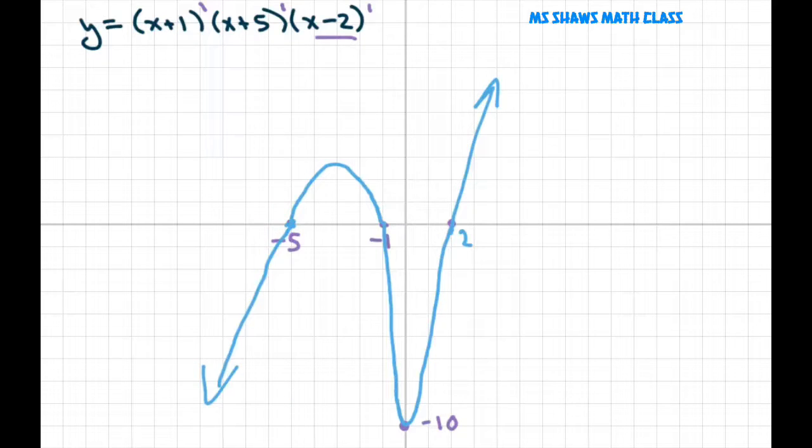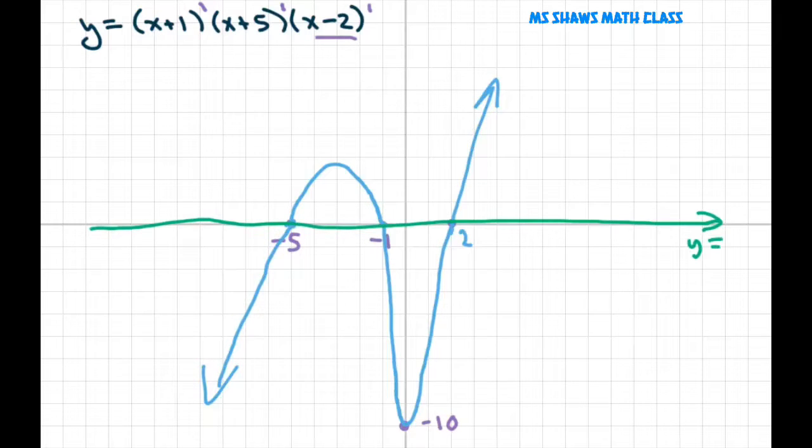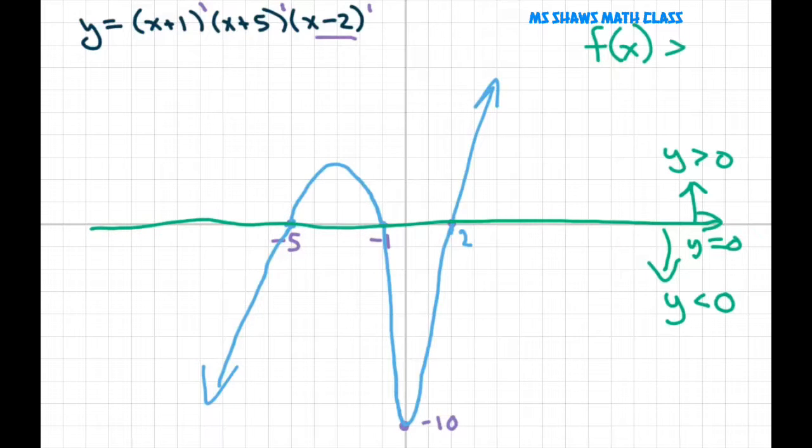And the last thing we need to do is talk about our f of x. So this is y equals 0. And above this line, y is greater than 0. And below the line, y is less than 0. So that's y is just your f of x. So we want to know where f of x is greater than 0 and where f of x is less than 0, or negative. So where it's greater than 0 is right through here.